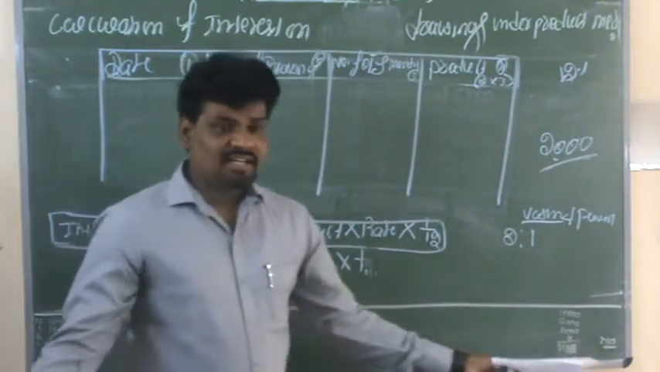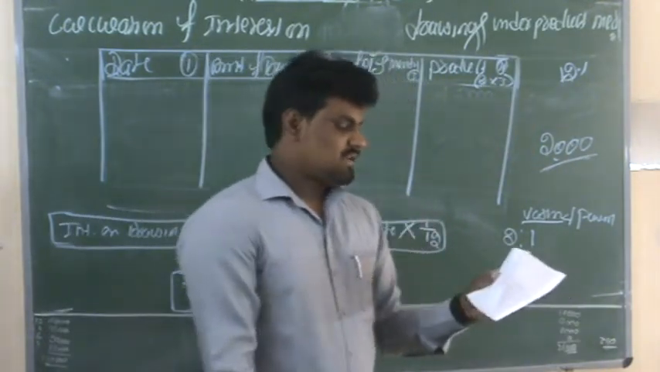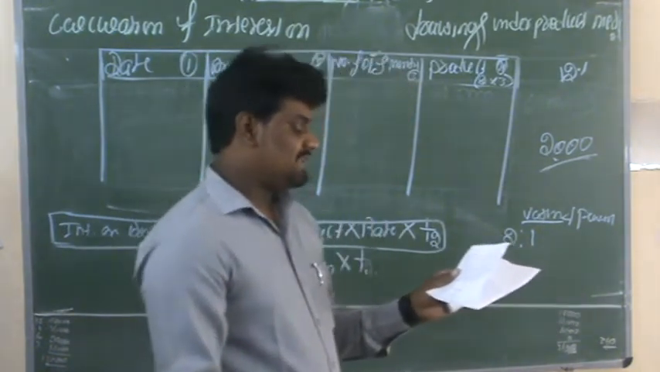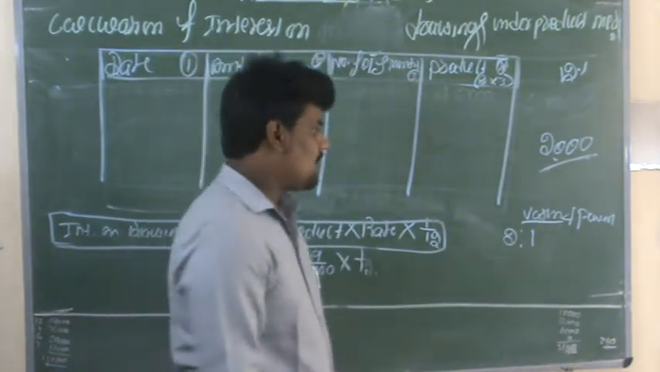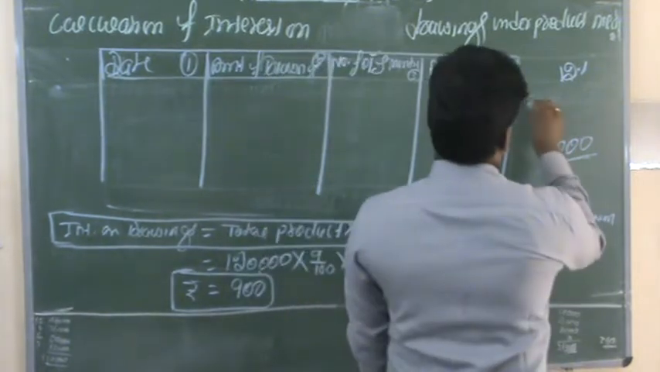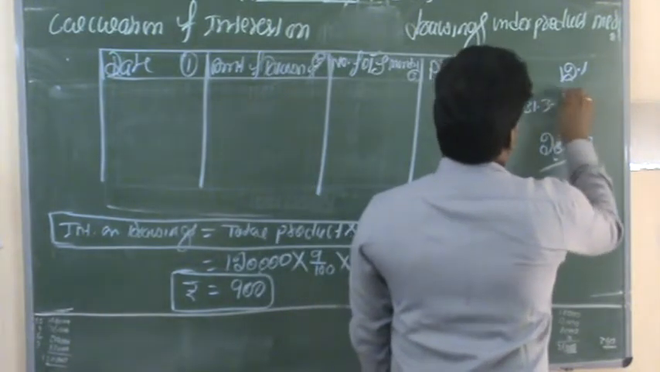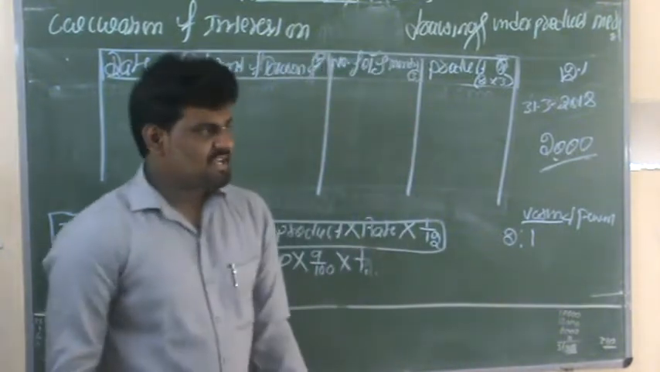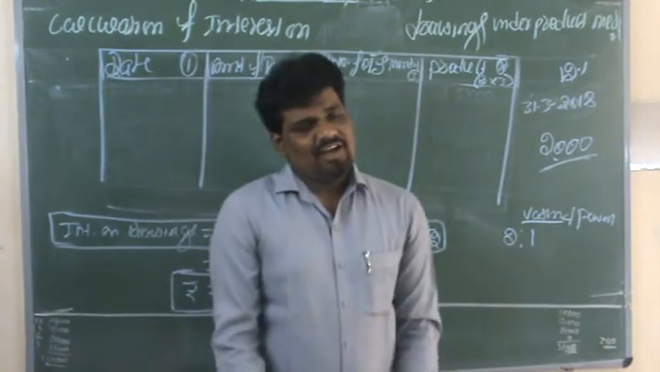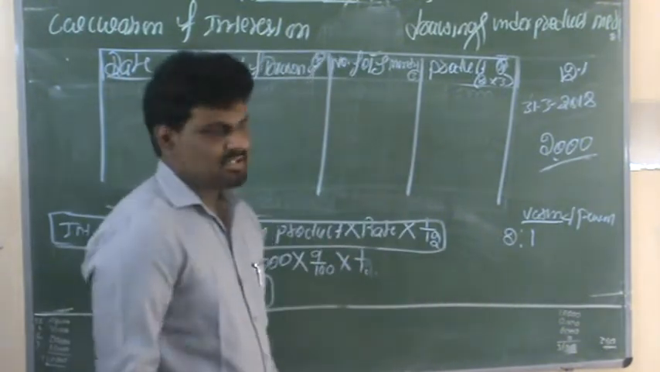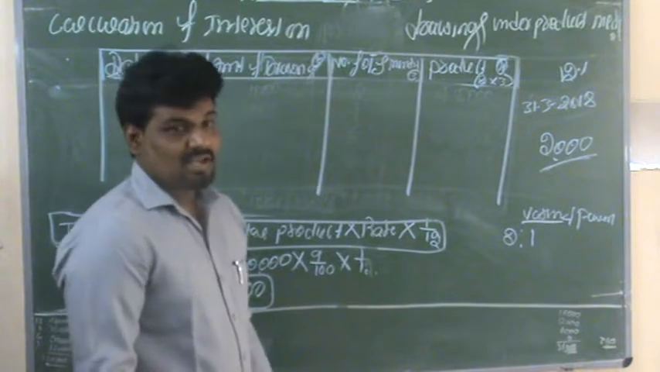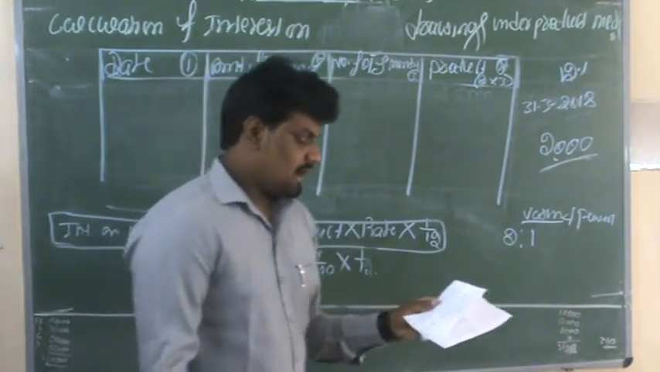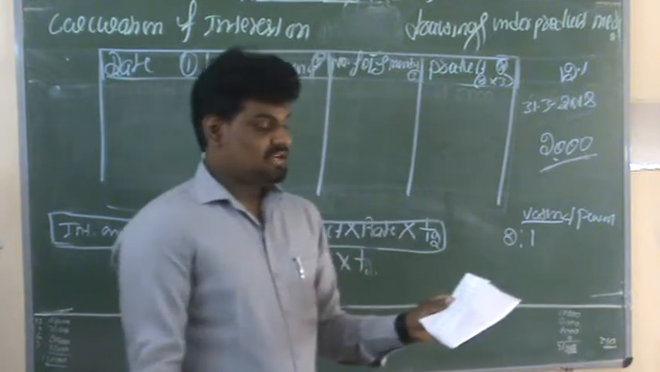So finally, what do we need to calculate? Calculate interest on Varun's drawings for the year ending 31st March 2018. 31st March 2018 is the end of the assessment year, right? On this date, the books of accounts are closed in the business organization.